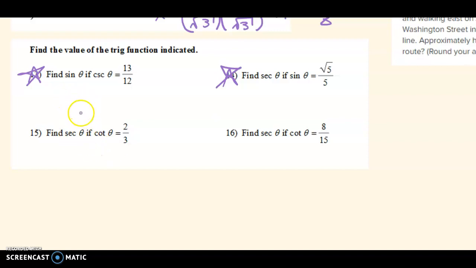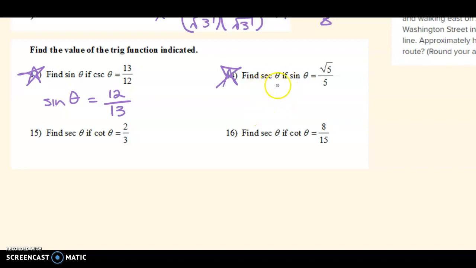Find sine of theta if cosecant of theta is 13/12. One thing I know is that sine and cosecant are reciprocal functions. And so if cosecant of theta is 13/12, sine of theta is going to be the reciprocal of that, 12 over 13. I'm ready to move on.